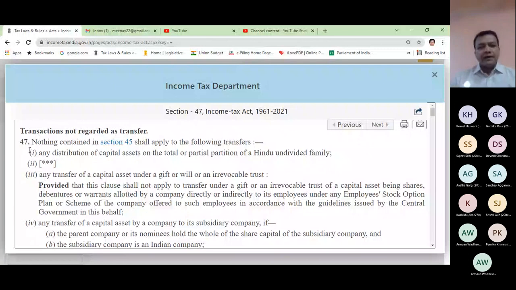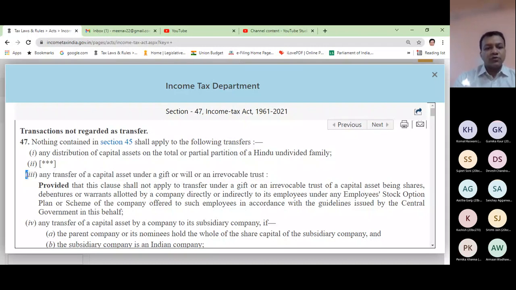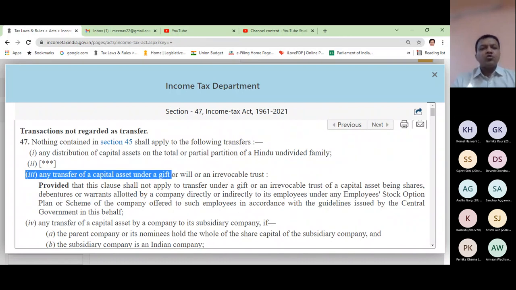The purpose was to show you a very simple example, clause 3, very simple, and it's very easy to understand also. Any transfer of a capital asset under a gift, that's it. Only learn it or only remember it. When you give anything as gift to anyone, you are not going to pay any tax because that is not treated as transfer. That's it.